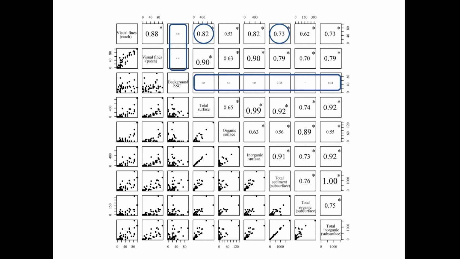Interestingly as well, suspended sediment is very unrelated, not significantly correlated at all with any of the deposited metrics of fine sediment, which is what we would expect really, but it just highlights that when we're talking about physical and ecological effects of fine sediment, we really do need to make sure we're clarifying what fraction we are discussing.